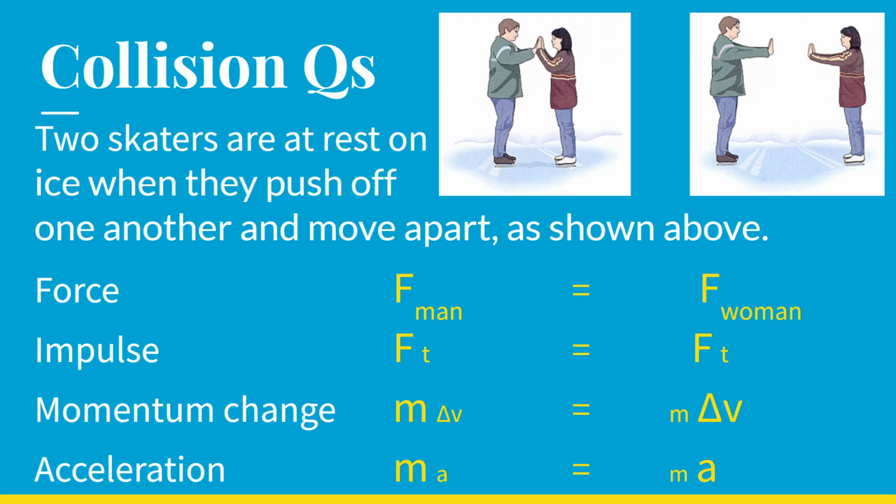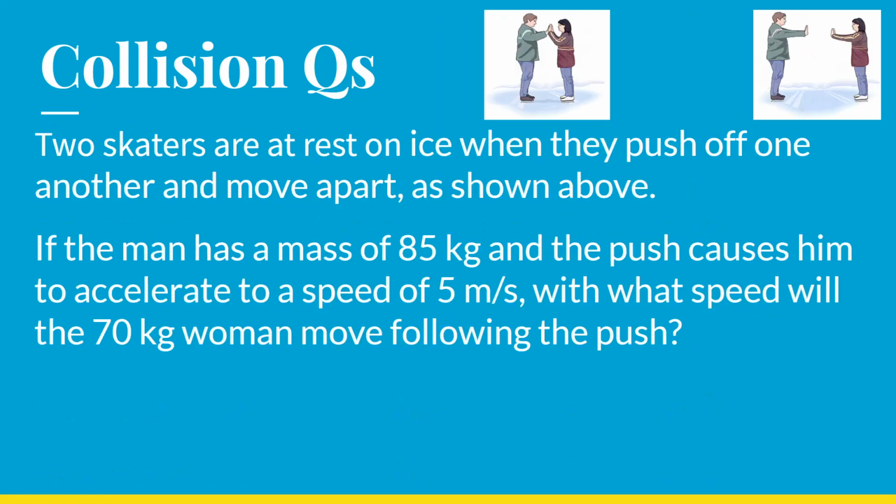Okay, so we can do this with any scenario. It's always going to look like that if you're talking about a collision between two objects. But I'm going to put some numbers to it, and we'll see if we can do a calculation with this. Same scenario, this man and this woman still on ice, still moving apart, and now it says if the man has a mass of 85 kilograms and the push causes him to accelerate to a speed of 5 meters per second, with what speed will the 70 kilogram woman move following the push?